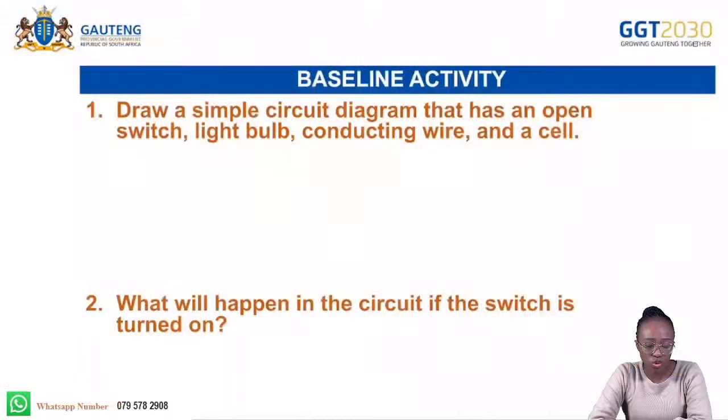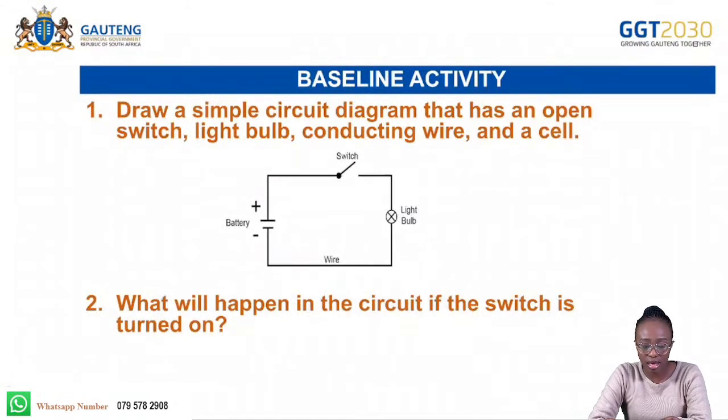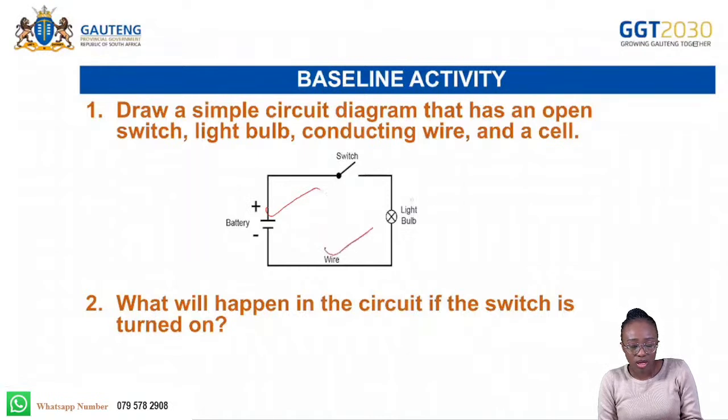Welcome back, learners. Now let's go through the solutions for the questions. So you were required to draw a simple circuit diagram that has an open switch, a light bulb, conducting wire, and a cell. So there is the diagram. We've got our cell, conducting wire, our light bulb, and our switch.